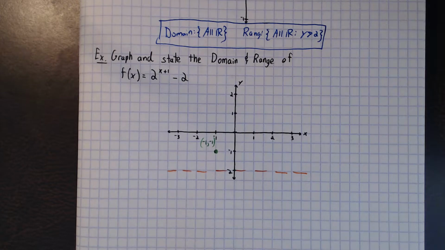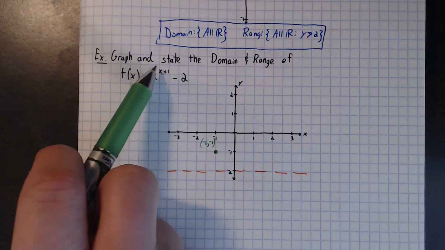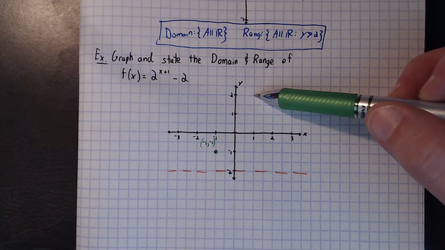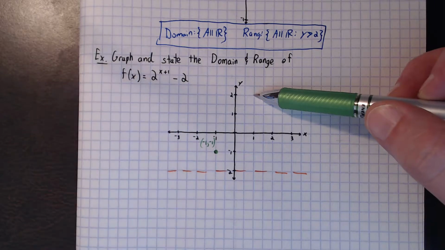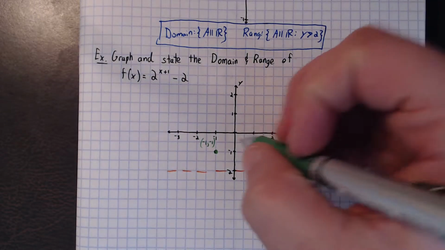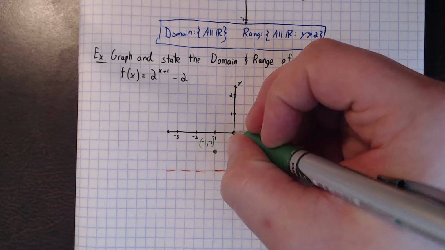Our second critical point, we're going to do 1, comma b. Our b value here is 2, so we would want to be here at 1, 2. But we're going to go -1 and then -2. So back 1 and then down 2. So my next critical point is right here at 0, 0.